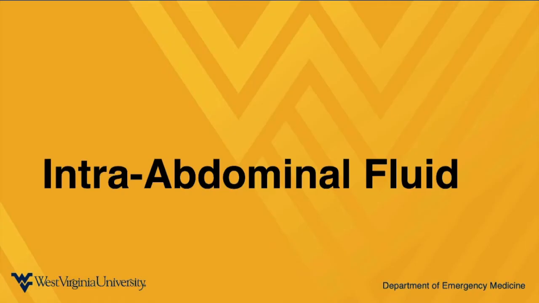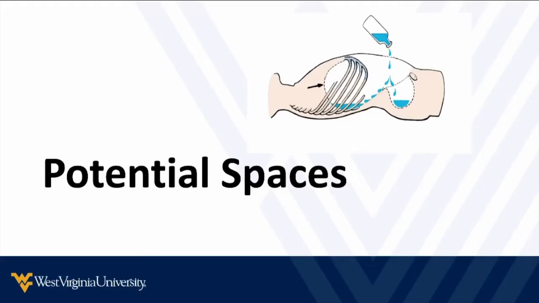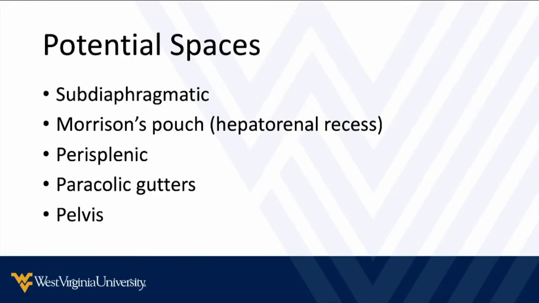So we start with the transducer looking above the diaphragm, and we just work our way down the abdomen, fanning the transducer from ceiling to floor to look next for intra-abdominal fluid. And just a reminder of where some of the potential spaces in the abdomen are. This is what we're looking for. The spaces are subdiaphragmatic, Morrison's pouch or the hepatorenal recess. Then on the left side, we've got the perisplenic area, paracolic gutters, and then we'll talk about the pelvis.